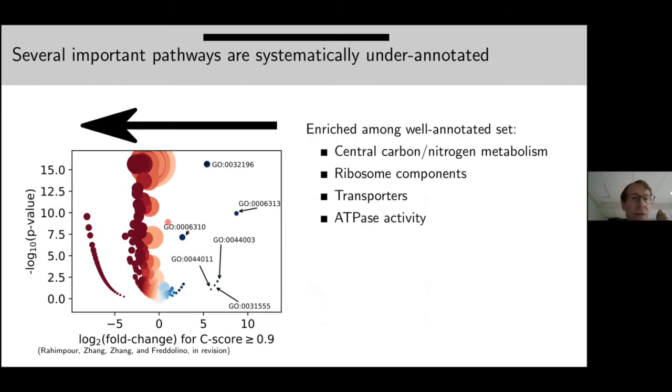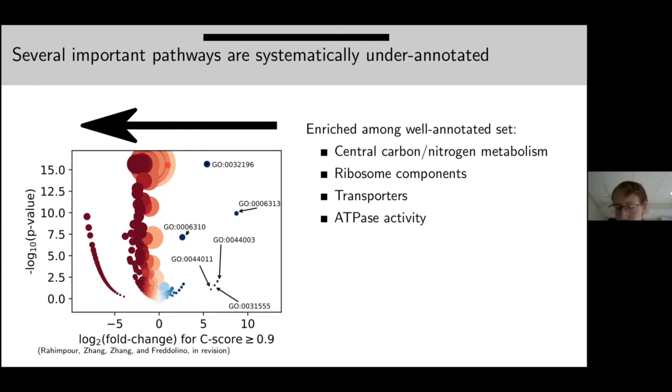And so if we look, first of all, at the things enriched among the well-annotated set of proteins, these are the GO terms over here, it's rather reassuring to see that we see things like central carbon metabolism, ribosomal components, things that we know roughly what they do among this set.